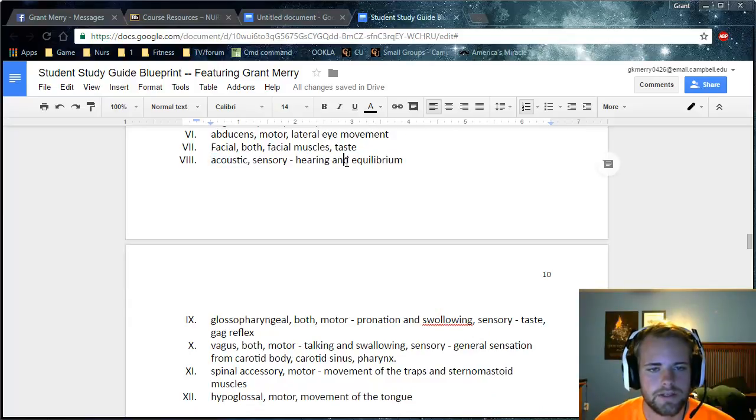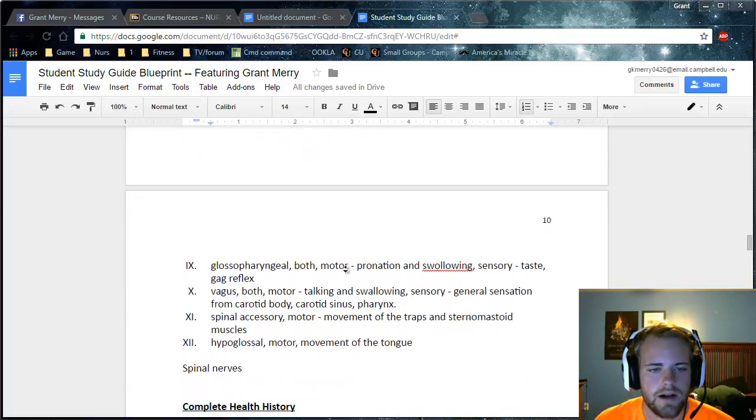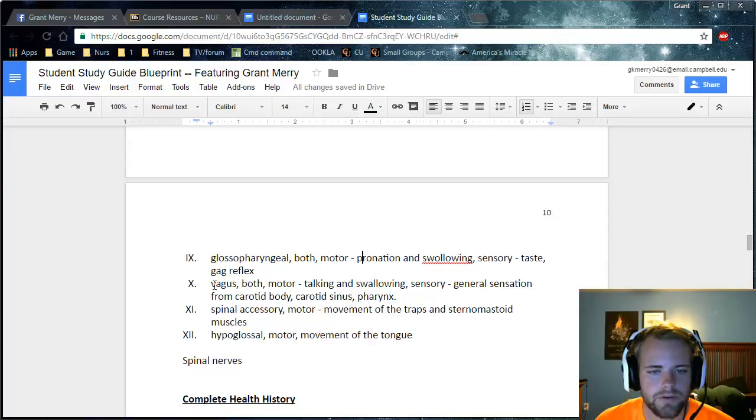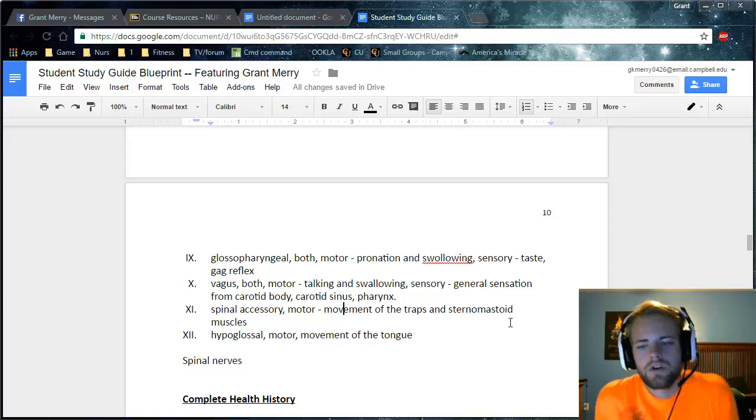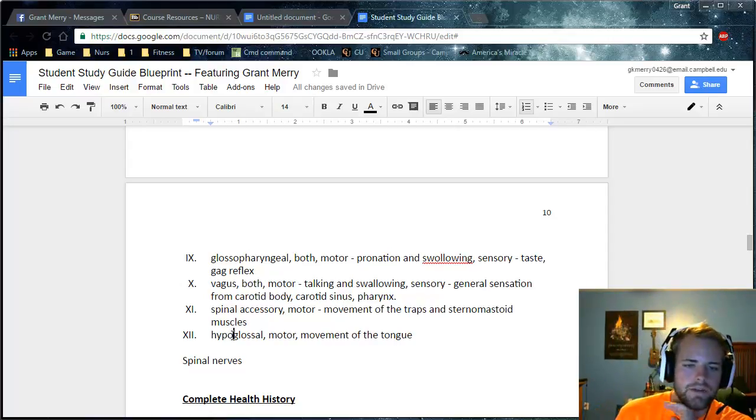Then you have facial, which is both. Acoustic, which is sensory. Glossopharyngeal, which is both: pronation and swallowing, taste, gag reflex. Vagus, which is both: talking and swallowing. It is involved with a lot of the smooth muscle of the digestive tract. The spinal accessory is motor movement of the traps and sternomastoid muscles. You test that with shrugs. And then you have the hypoglossal, which is movement of the tongue, outwards, upwards, downwards, left and right.